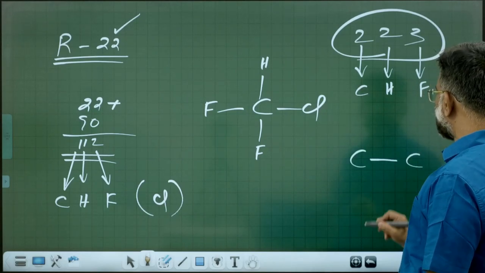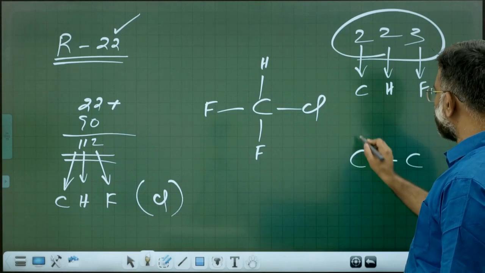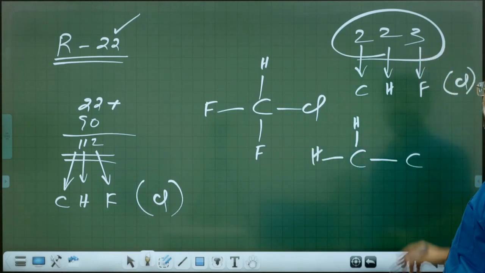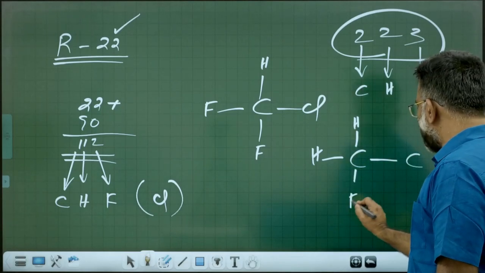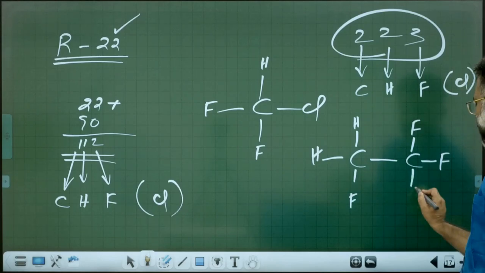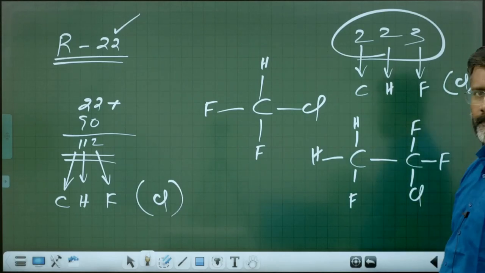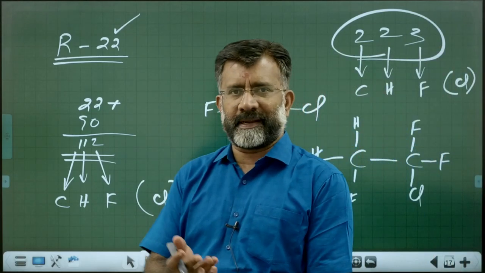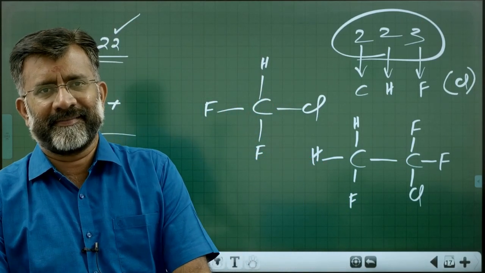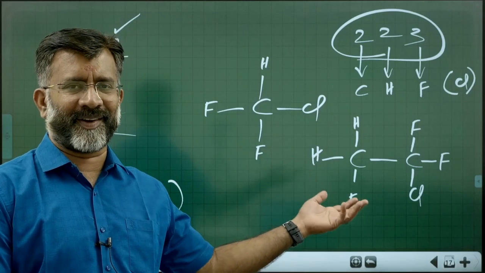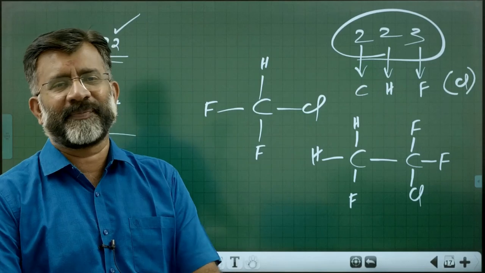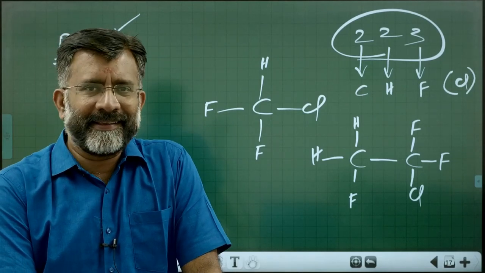That means there are 2 carbons, 2 hydrogens, and 3 fluorines. 1 fluorine here, 1 fluorine here, again 1 fluorine here, and 1 chlorine will be like this. So this probably stands for the formula for that freon. Whether such a freon exists or not, that is none of my business at this point. Hope you get the idea.